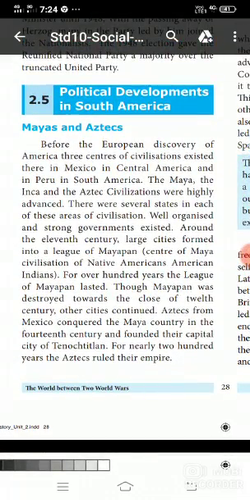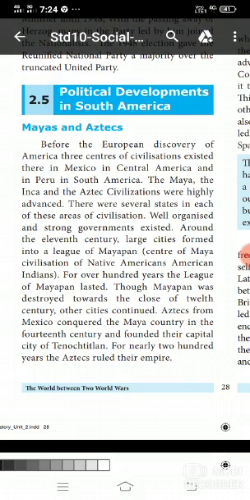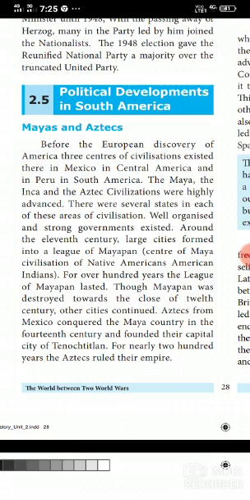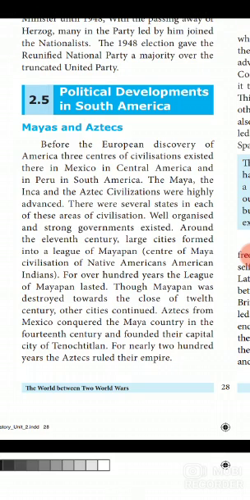Mayas and Aztecs. Before the Europeans discovered America, three centers of civilization existed there: in Mexico, in Central America, and in Peru in South America. Three centers of civilization means very highly advanced: Maya, Inca, and Aztec civilizations.